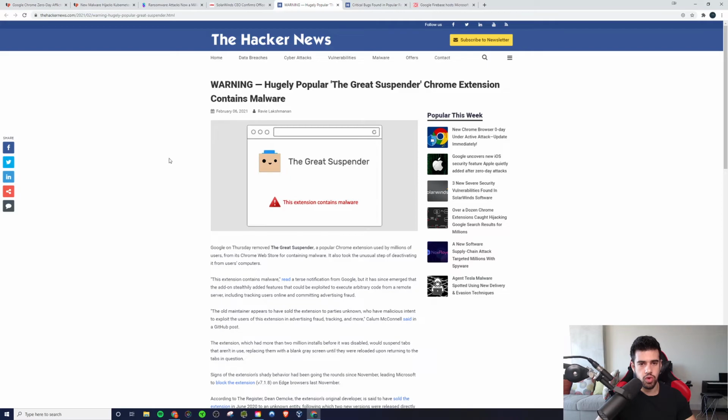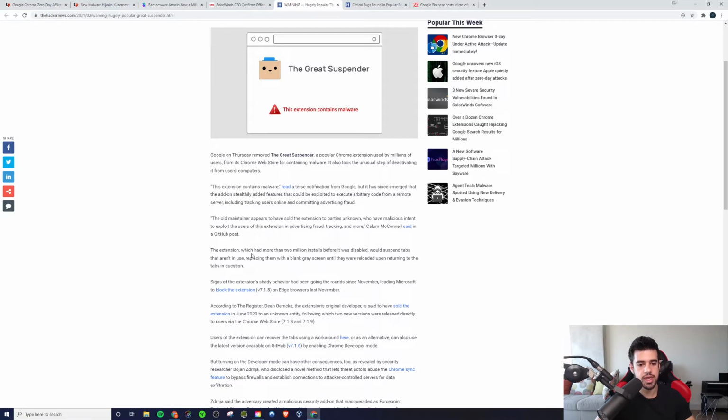This one I'll touch on really briefly here. I'm not even familiar with this Chrome extension, but apparently there's one called the Great Suspender that contains malware. And it sounds like this guy sold his extension to another group, and then they were the ones that acted maliciously.